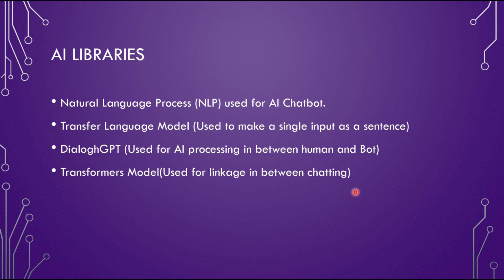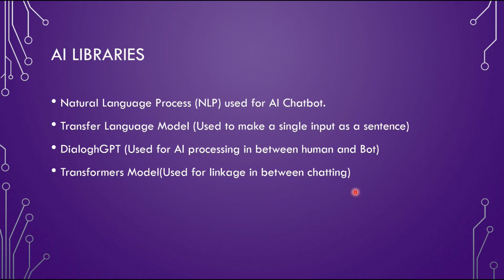Number second is transfer language model is used. Why we use this model? This model is used, for example, I would say, how are you? So how are you are three words. So these three words are combined to make a one sentence. So this one sentence is input. So this is just because of the transfer language model.